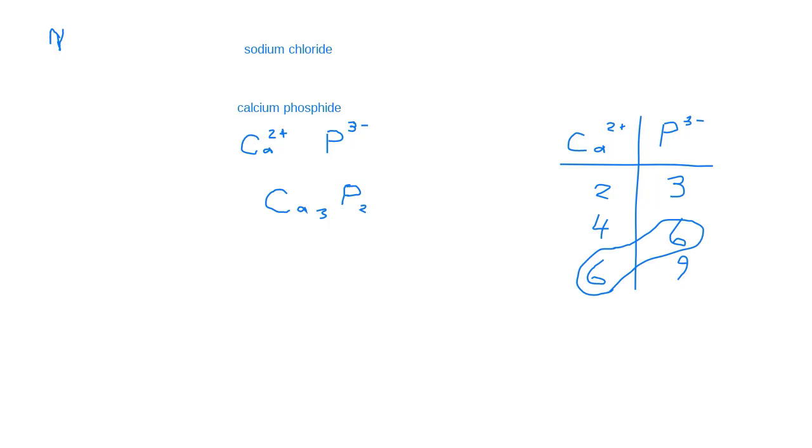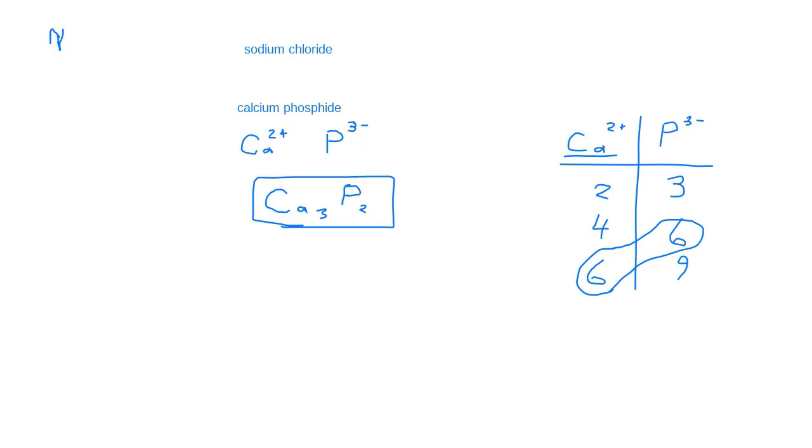So how many calciums do I need? I need 3 of them. How many phosphoruses do I need? I need 2 of them. So that's it. This is the formula now for calcium phosphide, right? Exactly, that's calcium phosphide. Ca3P2.